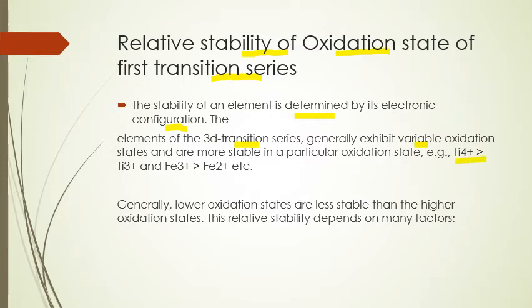So the higher oxidation state is 4 in titanium, and here the 3. So 4 is more stable than the 3. Here also the 3 in the ferric ion is more stable than the ferrous ion. Generally the lower oxidation states are less stable than the higher oxidation states. Now let's understand why this is so. The stability depends on many factors, and on the basis of that it can be said. So let's see what those factors are.